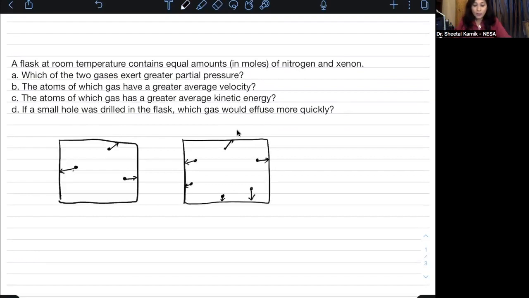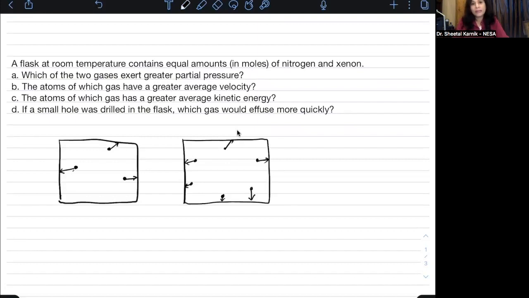So keeping that in mind, which of these gases is going to exert a greater partial pressure? In the question itself, they have given us that the amounts of both these gases are equal. Therefore, the partial pressure exerted by each of these gases is going to be the same.